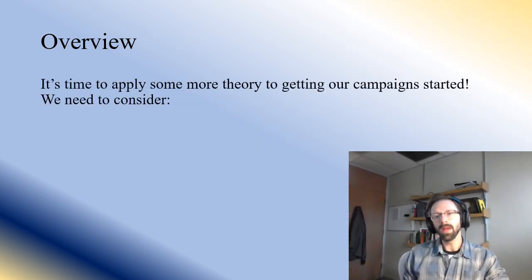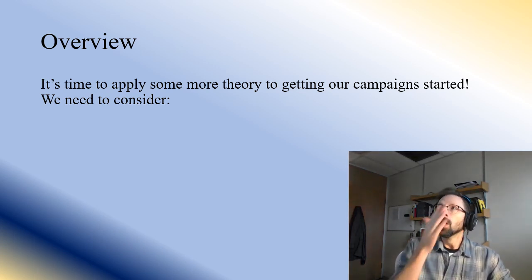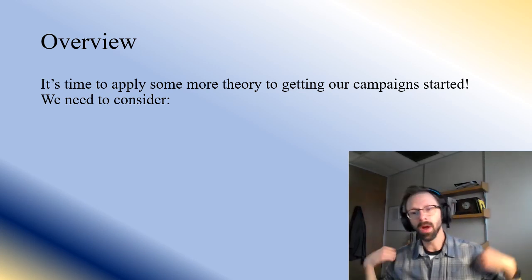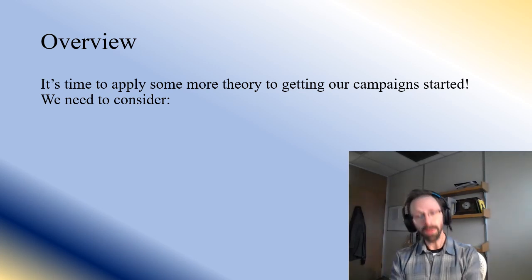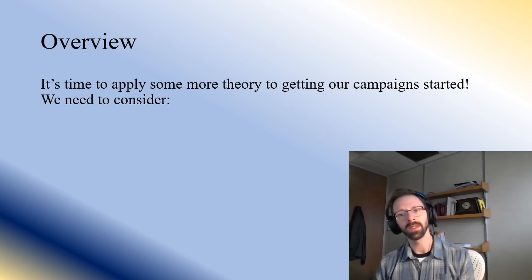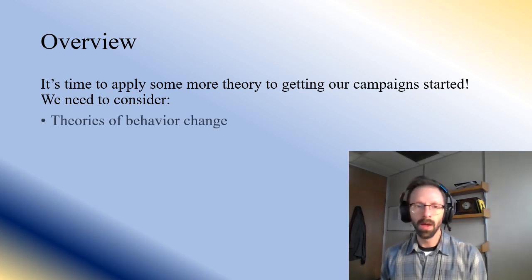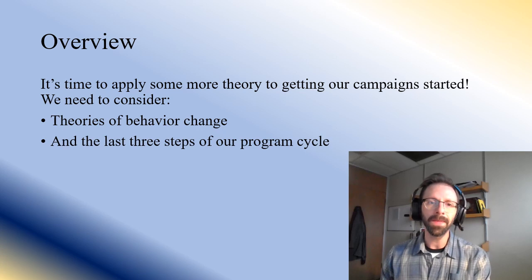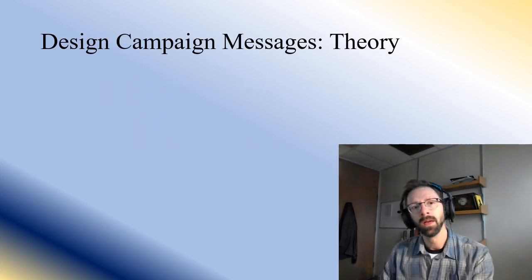So it's time that we apply some theory to getting our campaign started. Now, we've talked about a lot of theories, obviously, lots of social influence theories and things like that, but we're not always thinking about them in terms of behavior change, which is usually the goal of a health campaign. So we want to look at that, and we'll consider a couple specific theories this time around to meet that goal, all right? Specifically, we're going to need to consider some theories of behavior change. And of course, the last 3 steps of our program cycle. That is the goal of this video.